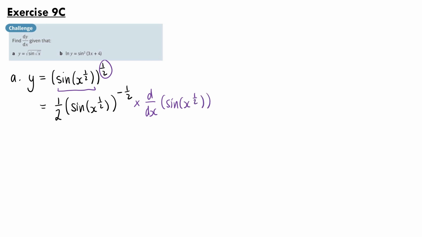And now to find this derivative, again, we're going to have to use the chain rule. The function that's outside this time is the sine, and the function that's inside is the square root of x, or x to the power of a half. If we differentiate the sine part first, that gives us cos of the same thing inside, x to the power of a half. Then we multiply by the derivative of the inside again, the derivative of x to the power of a half, which is a half x to the minus a half.